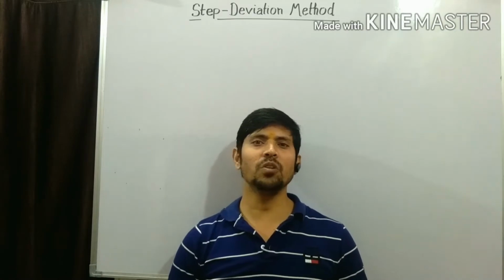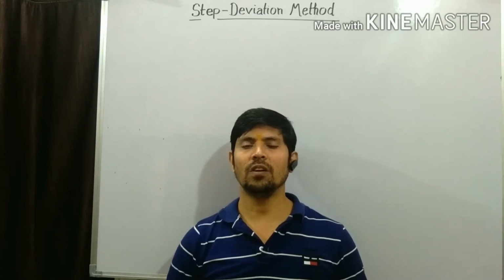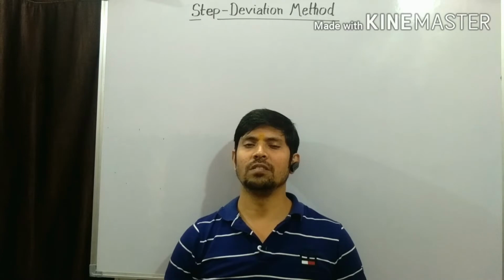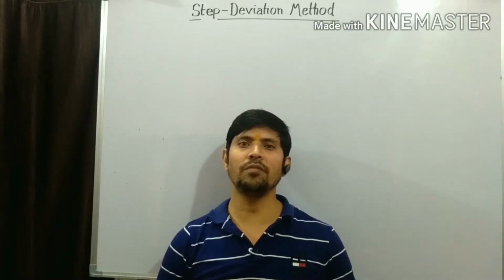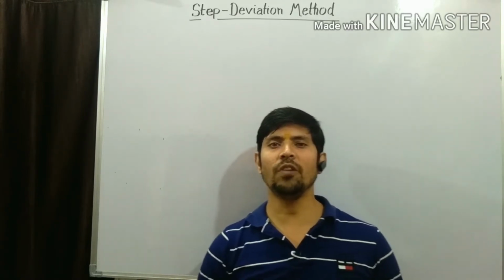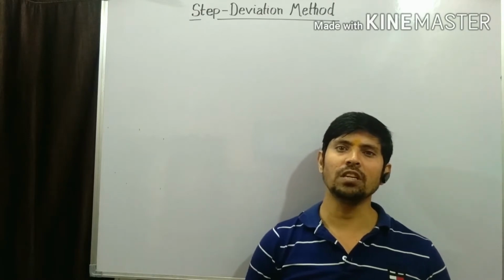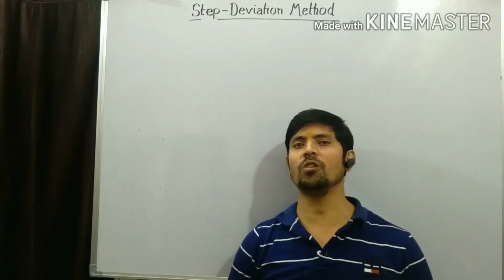Now, today I am going to discuss the third method of mean. Which method is this? This is the step deviation method. So how will we find out the mean with the step deviation method? First of all, we should know about the formula. What is the formula to find out the mean with this method?